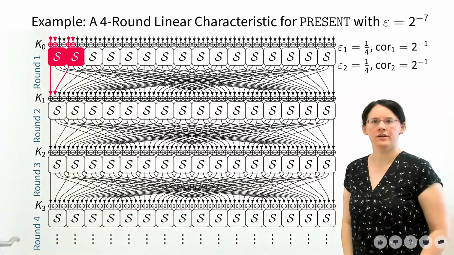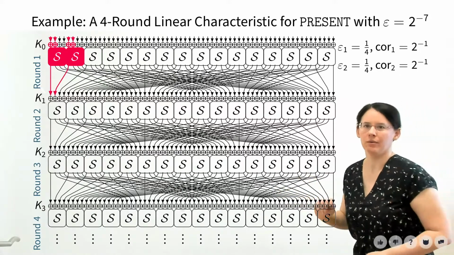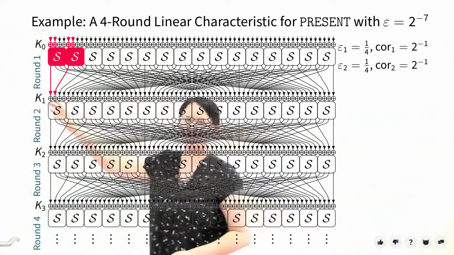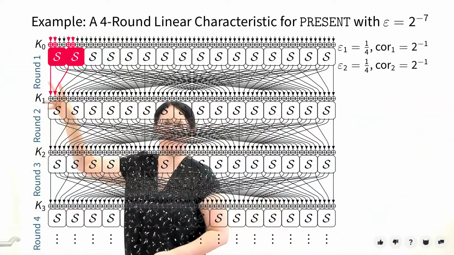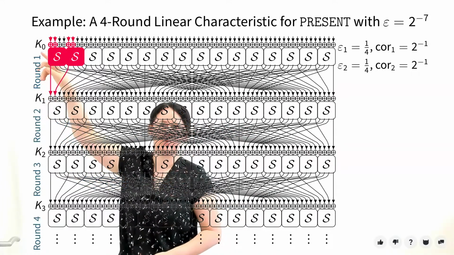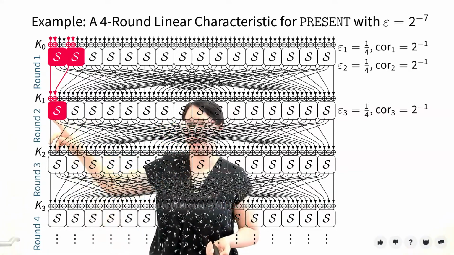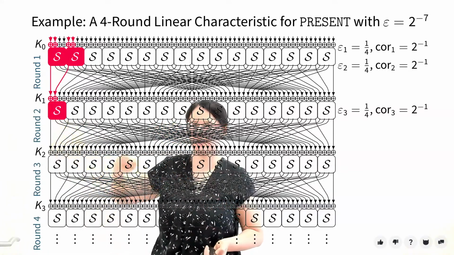I could also look at a different start with 2 active Sboxes. Why is that interesting? Because then for this Sbox here, I would have the same mask that I already know about. So I already know about one possible output mask here.